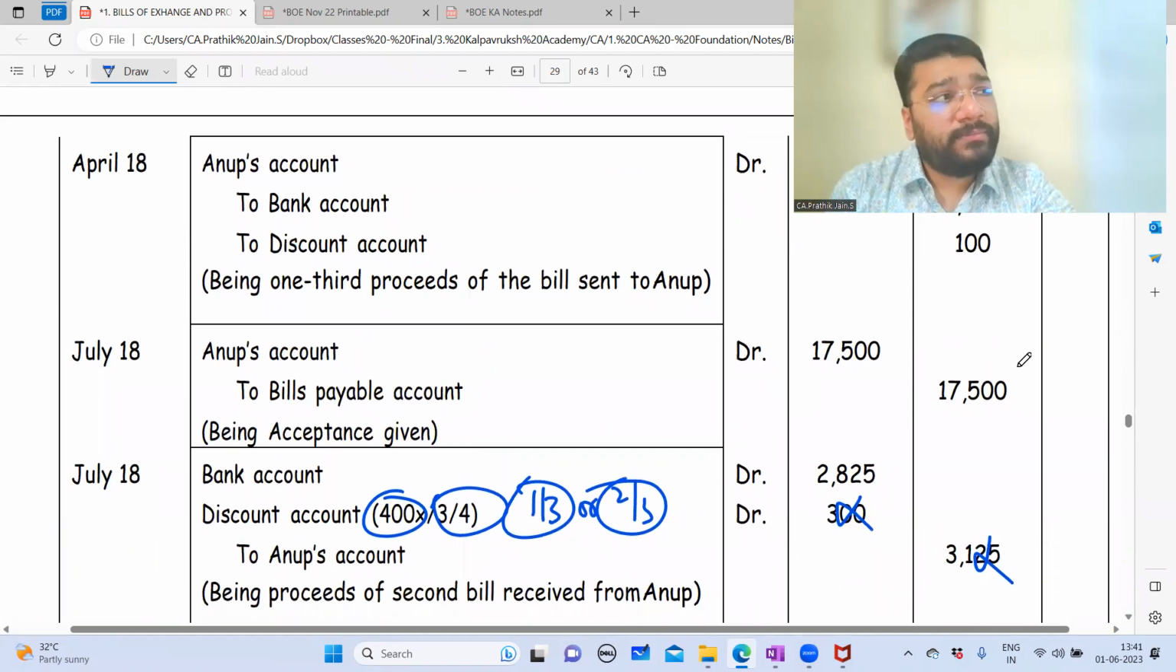Why is 300 correct? If you can explain to me why you have taken 3/4, then I would want to hear.